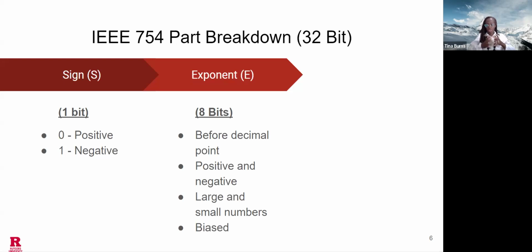Now, it can be represented in terms of positive and negative, and it can be used for large or small values. Now, the important thing about this exponent is that it is biased, which means that it's going to be weighted depending on what we are using as the base. And we'll talk a little bit more about that as we go into how to solve for these particular items.